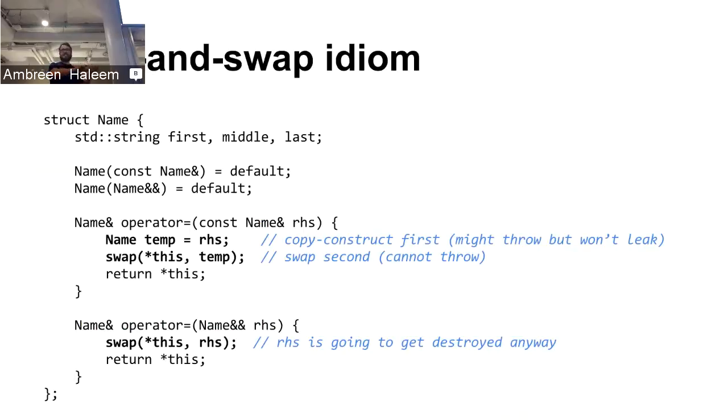It's much easier to just, well, we have an empty object over here. We've just taken the guts out of that one. We have some guts we don't know what to do with. Let's just put them over there. And in most cases, the right-hand side is an R value that's going to get destroyed anyway. In some cases, it's not.